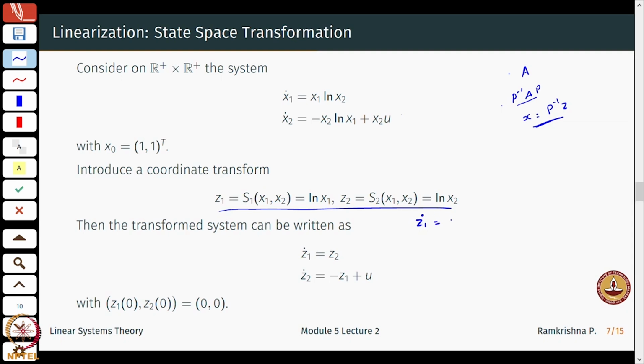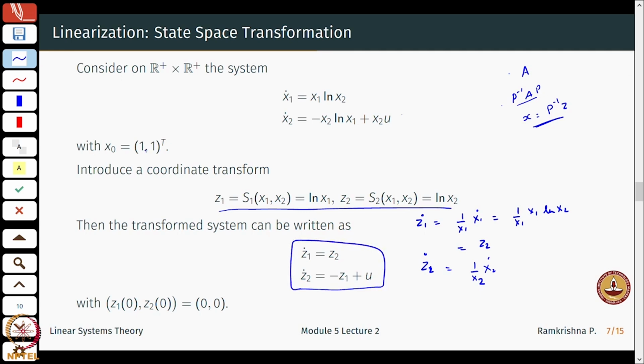So, if I compute this, Z1 dot is 1 over x1, x1 dot. So, that is 1 over x1. What is x1 dot? It is x1 of x2. So, this is log of x2, that is Z2. Similarly, I compute Z2 dot is 1 over x2, x2 dot, and I get a very nicely looking linear equation of this form.